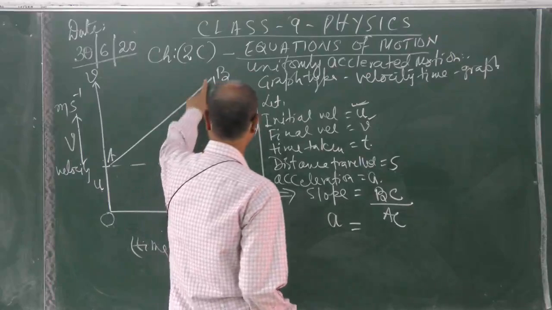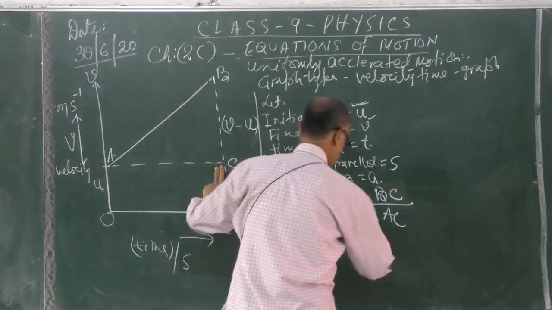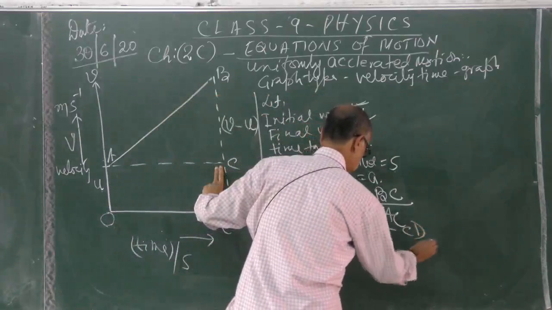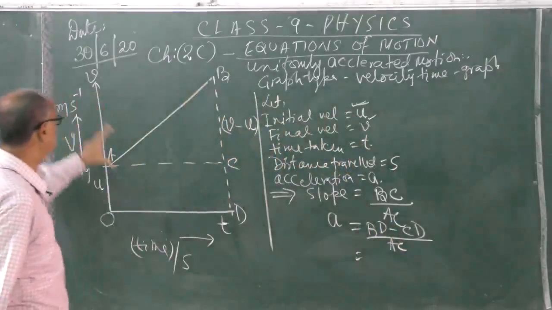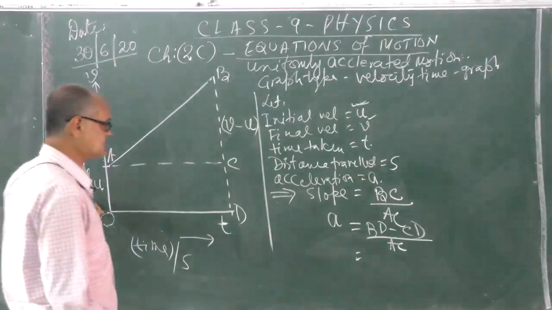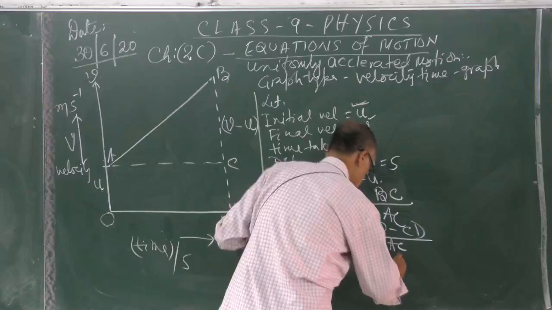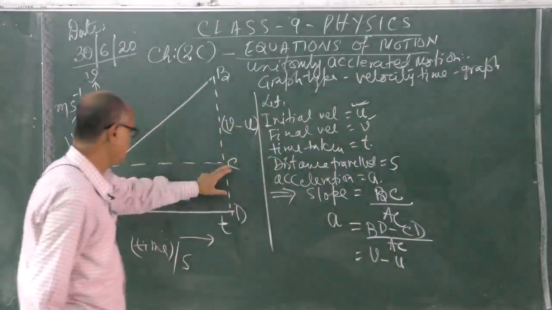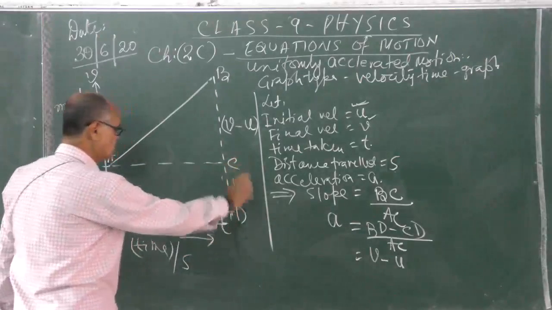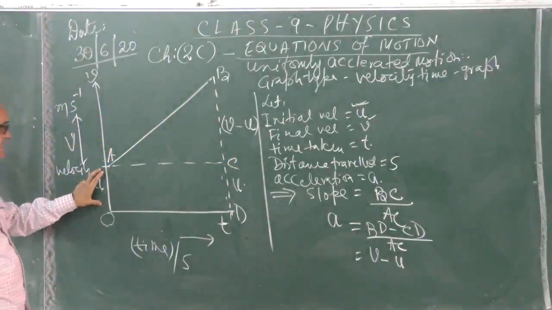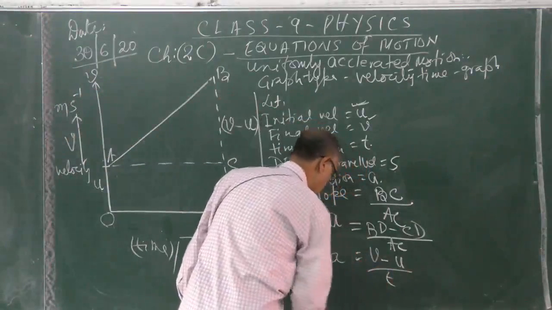So this BC length is actually BD minus CD, whole divided by AC. What is the BD length? BD length is complete V. So a is equal to V minus U, since CD is U. It is a rectangle formed here. So this CD will also have the value U as magnitude, as it is the initial velocity, divided by time. So it is our known form.